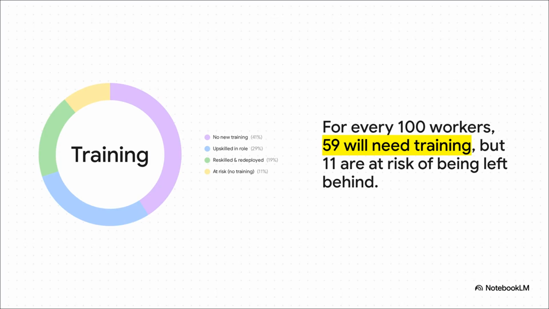Well, urgent. Just look at these numbers. For every 100 workers out there, companies predict that nearly 60 of them are going to need some kind of retraining. Now, most will get upskilled or move to a new role, but here's the really worrying part. 11 of those 100 people are at risk of being left behind entirely, with no new training at all.